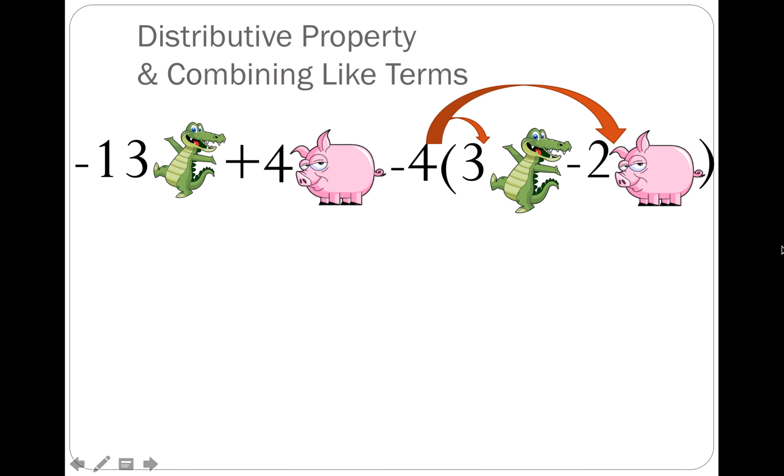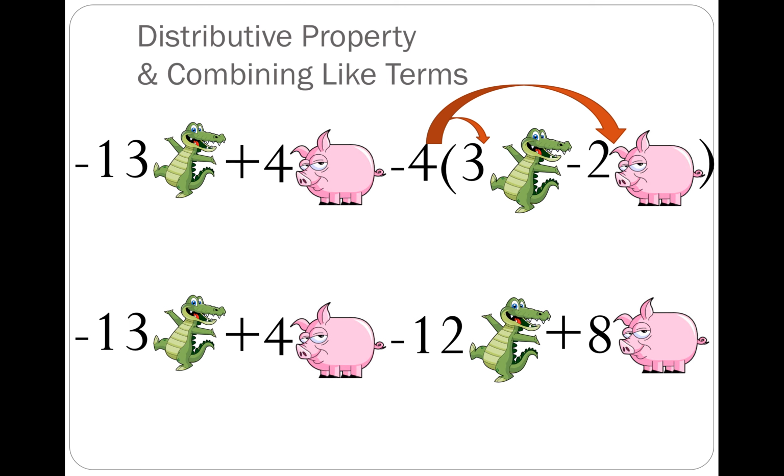So when we bust these animals out, it's going to look like this. Negative 13 crocs plus 4 pigs minus 12 crocs plus 8 pigs. And now we're going to combine. We're going to gather all our crocs together and see how many we have. Well, we have negative 13 and negative 12. That makes negative 25. And then we're going to gather our pigs up. Plus 4 pigs plus 8 pigs. That's 12 pigs. So negative 25 crocodiles plus 12 pigs.